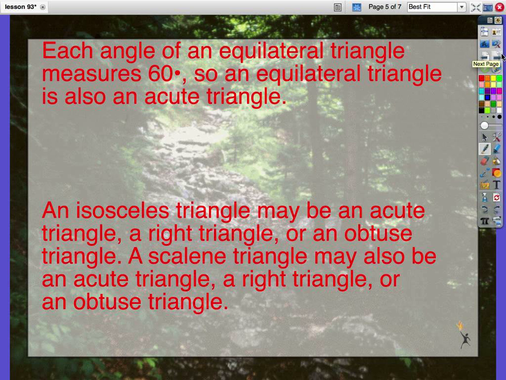Each angle of an equilateral triangle measures 60 degrees. So an equilateral triangle is also an acute triangle, because all three angles are 60 degrees, all less than 90. They're all acute. An isosceles triangle may be an acute triangle, a right triangle, or an obtuse triangle. A scalene triangle may also be acute, right, or obtuse. Something to remember: an equilateral triangle is always going to be acute, but isosceles and scalene could be any of the three.